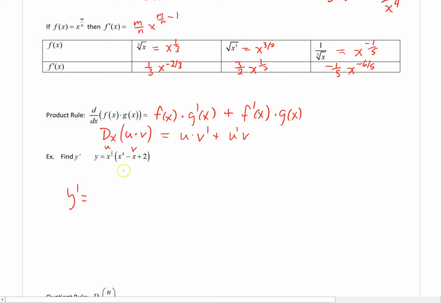So we're going to say, well, we've got our u. That's right here. Then we need v prime. Well, the derivative of x to the fourth is 4x to the fourth minus 1, so 4x to the third. Then we need to do a u prime. Well, that's going to be a 2/3 x to the negative 1/3, isn't it? And then we're going to multiply that to v, which is x to the fourth minus x plus 2.